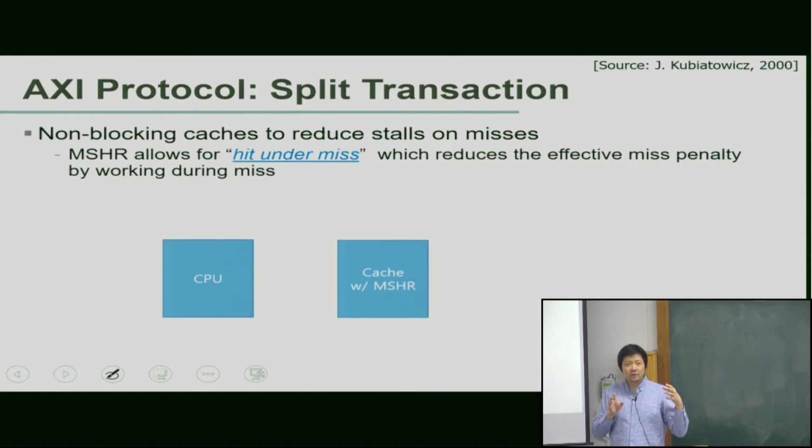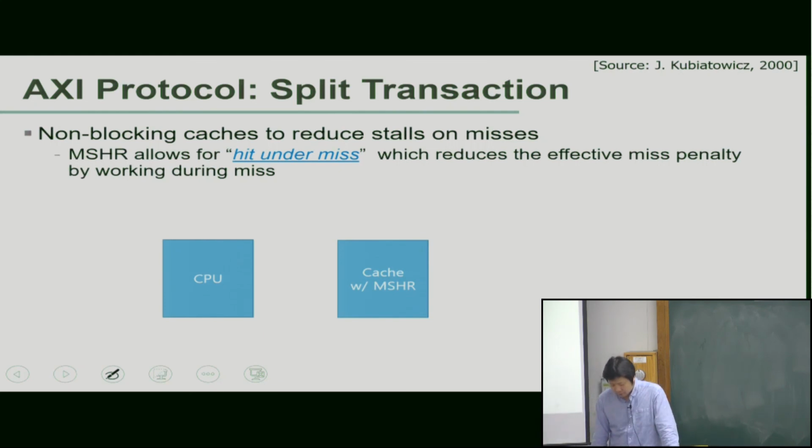Because it completely blocks your system. In contrast, non-blocking cache is, even if there's an outstanding cache miss, let's say you have a cache miss, then the request is being serviced by the DRAM or a lower-level hierarchy. At the same time, the pipeline is still going on. That's called a non-blocking cache. You can also service cache hits.